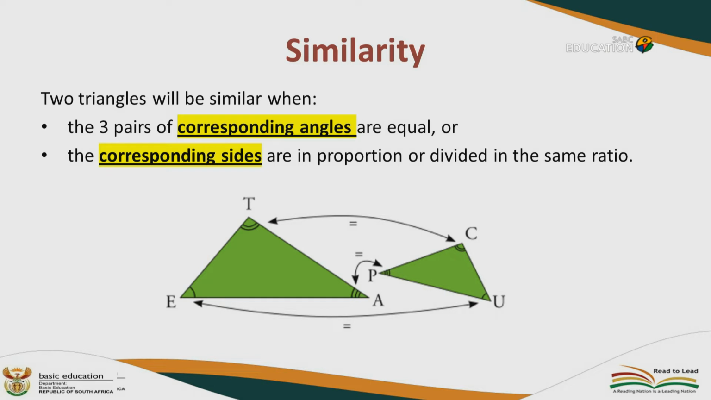Okay. Then, when triangles are similar, and I will show you this when we do the examples, there's a specific way in which we can write the proportion or the ratio to which the sides are divided. But we will get to that in the examples.